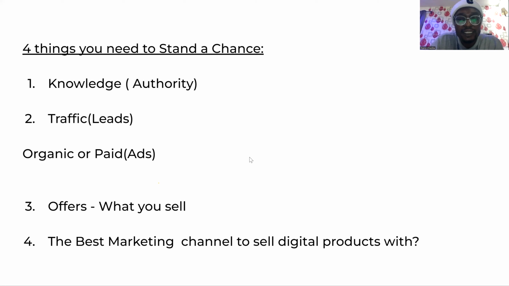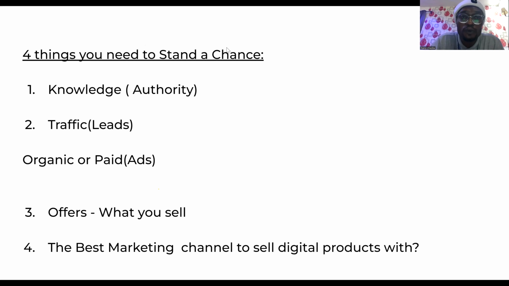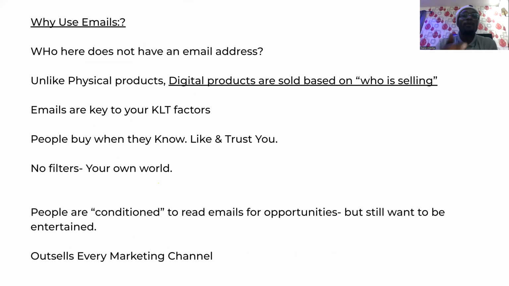Then the last one is the best marketing channel to sell digital products with, which is emails. And that's why we are talking about email marketing here. Unlike physical products, rather, digital products are sold based on the know, like, and trust factor, even the physical product. But with emails, you can get people to know, like, and trust you with the amount of emails you send, the stories you tell, how you connect with people.